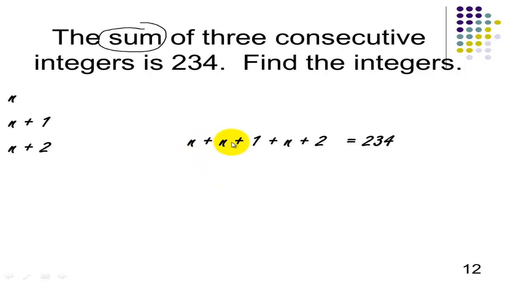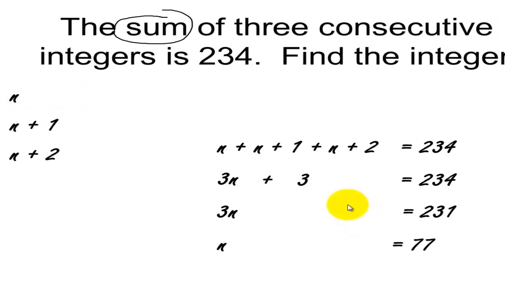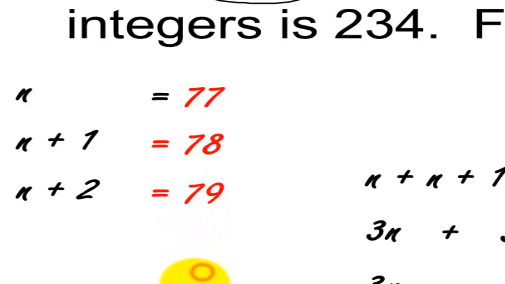Combining like terms, n plus n plus n equals 3n plus 3 is equal to 234. Subtract 3 from both sides, you'll get 231. And then divide by 3, we are going to get 77. So n here is our first integer, 77. To get the next integer, we are going to add 1 to 77, which is 78. And then we add 2 to 77 to get the third integer, 79. So this will be the answer.